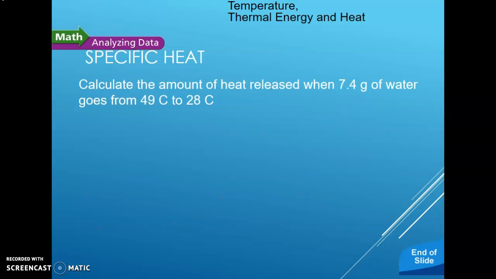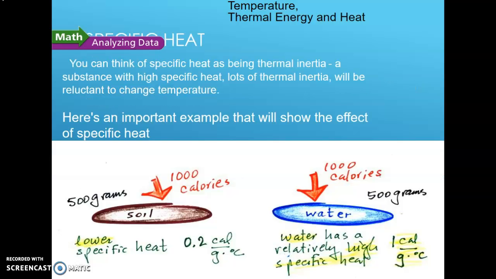Okay. We're not going to do any specific heat problems. It's not hard. All we're looking at here is we have 500 grams, or about a pound, of dirt, and about a pound of water. 500 grams is a little over a pound. So they're each absorbing 1,000 calories, right?